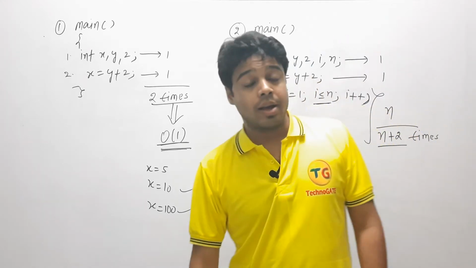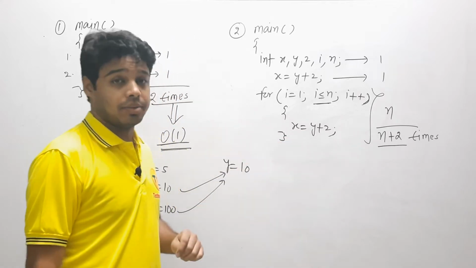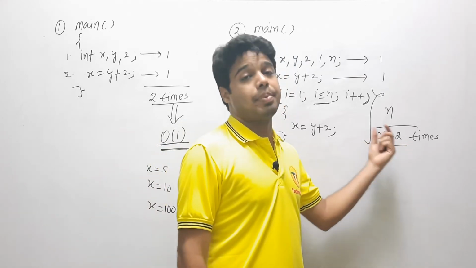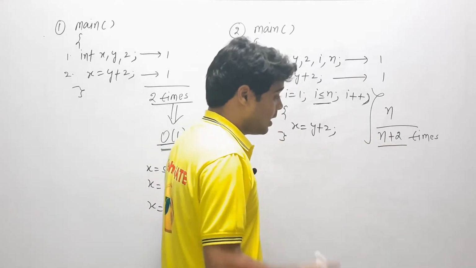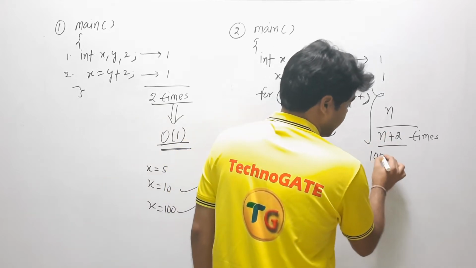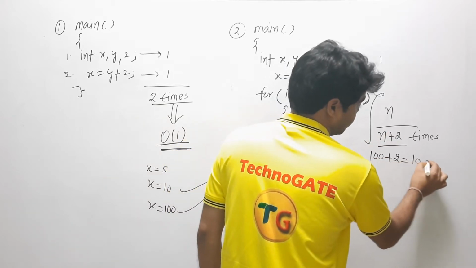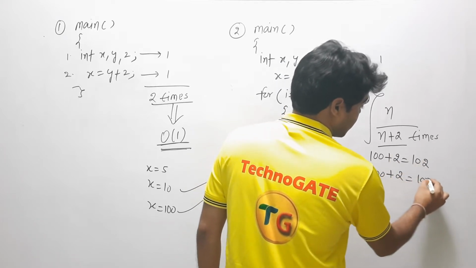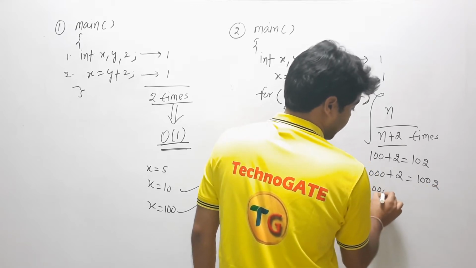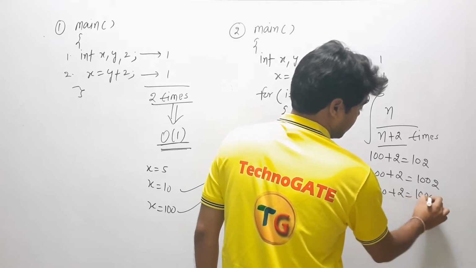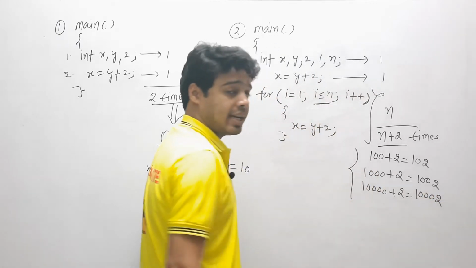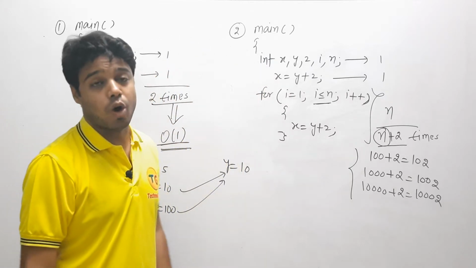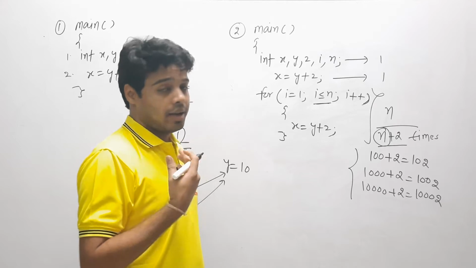Okay. So what is the time complexity of this program? What is the variable here? n. This expression changes when we change the value of n. Suppose n is 100, so 100 plus 2 is 102. Suppose n is 1000, 1000 plus 2, 1002. Suppose n is 10,000, then 10,002. So every time this expression changes because of the value of n, because n is a variable here. So time complexity depends on the variable.